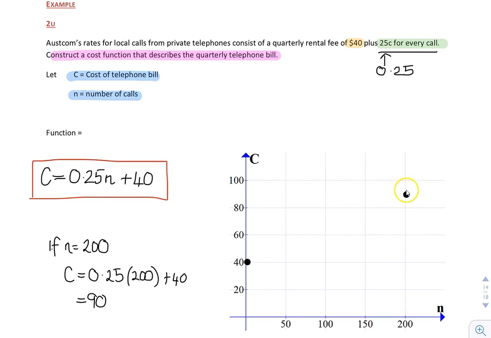So I've put in my second point, draw a straight line between the 2 points. It doesn't end here, it does continue, so I put in an arrow at the end and that's now plotted. So if I was after the cost of, let's say, 150 phone calls, I could approximately read that off the graph as being about $75. Now that's an approximate, it's not exact.